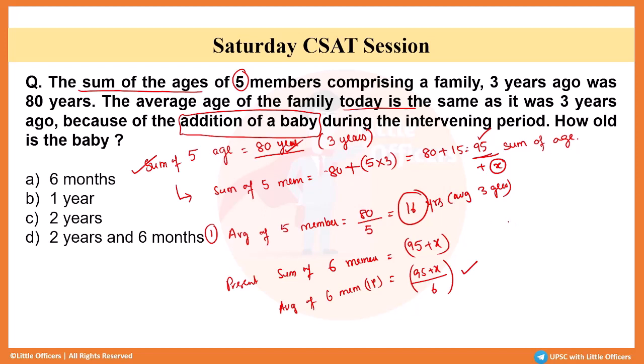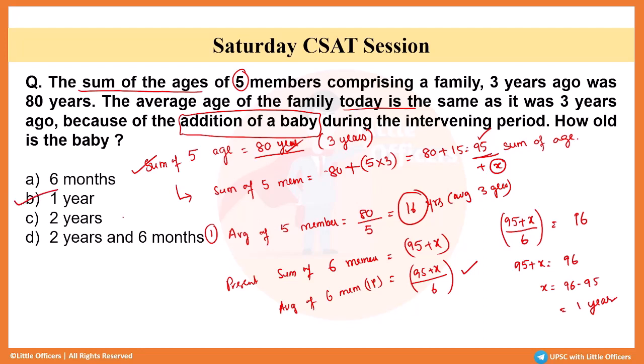On this condition we need to find what is the age of the baby. So it means simply 95 plus x divided by 6 equal to what? 16. That is the average age 3 years ago. So simply 95 plus x is equal to 16 times 6, that is 96, and x is equal to 96 minus 95, that is 1 year. So this is the age of the baby. So answer is what? Simply B.